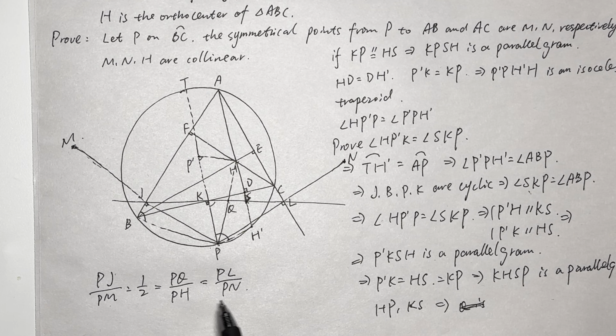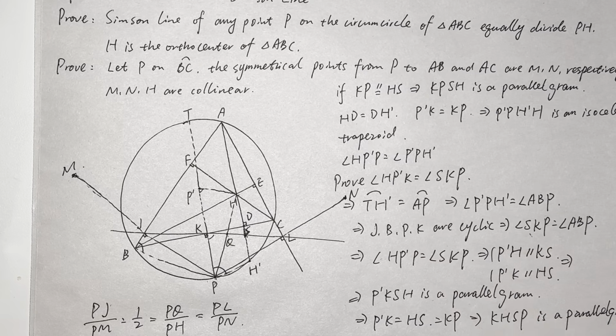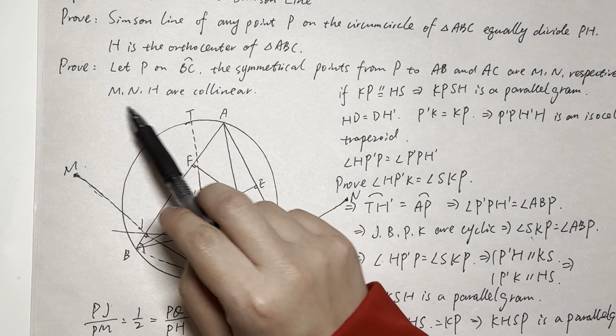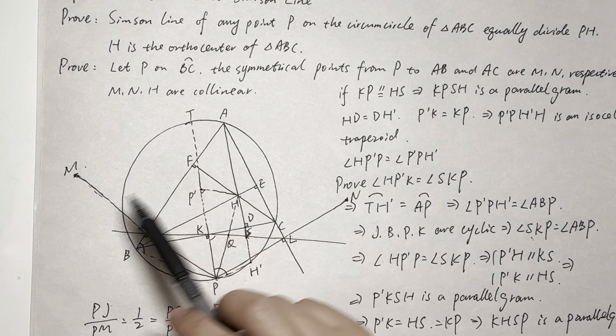So if you just think that we don't have all of this knowledge to directly prove that M, N, H are collinear, it's not a very easy thing, right? Okay.